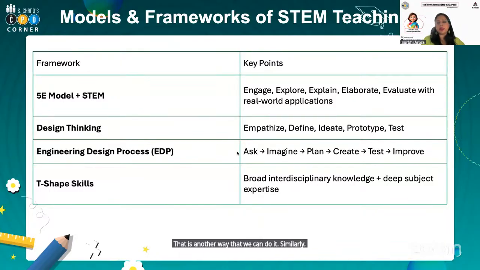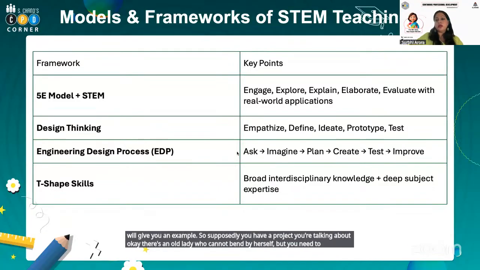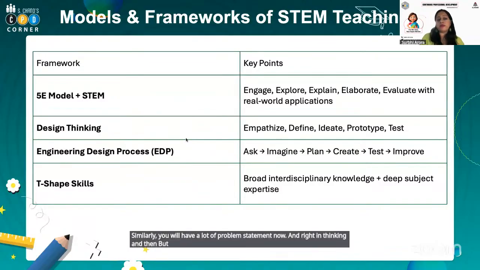Similarly, in the case of design thinking, I will give you an example. Supposing you have a project: there's an old lady who cannot bend by herself, and you need to create a tool for her so she can pick up things from the floor without bending. That is part of the design thinking process. Similarly, you will have a lot of problem statements. The difference I will bring forward between design thinking and engineering design is that in design thinking we are talking more about empathy, and in engineering design we are talking more about the problem statement. That's one major difference.